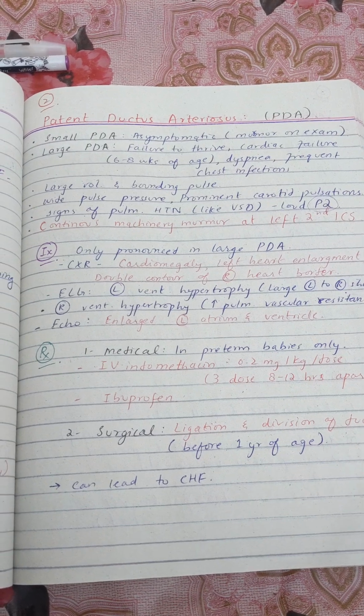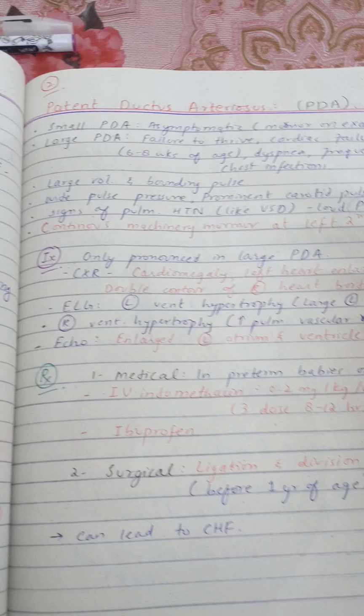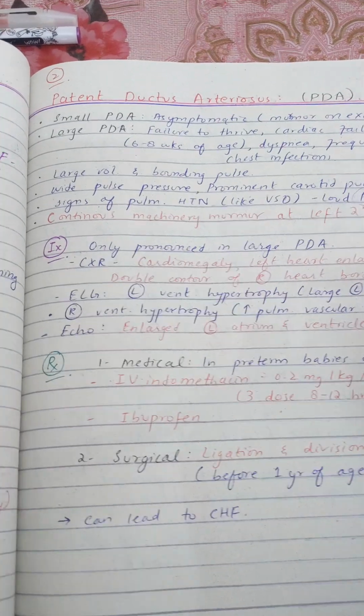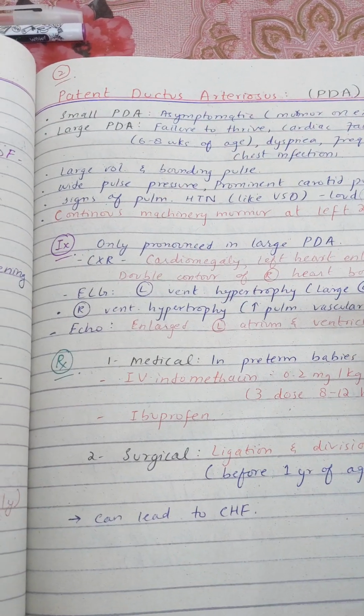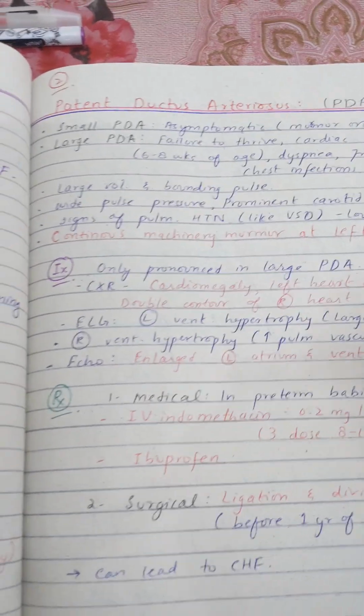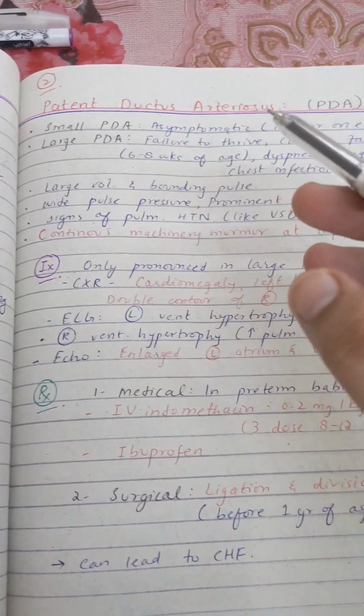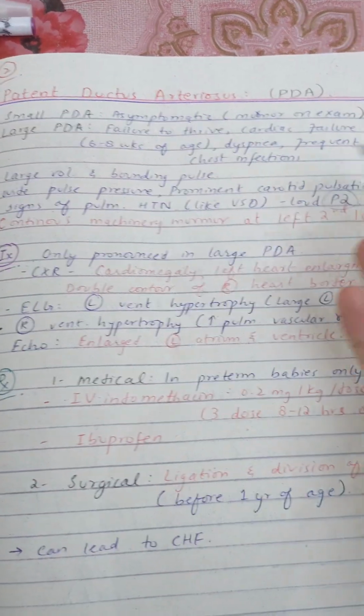Okay, so in this video we'll be covering another important topic of pediatric cardiology, that is patent ductus arteriosus or PDA. So as a final year student, what are the important points that you need to remember for your examination? So first of all, a small PDA or the defect of a small PDA will be asymptomatic, or there can be a murmur on examination.